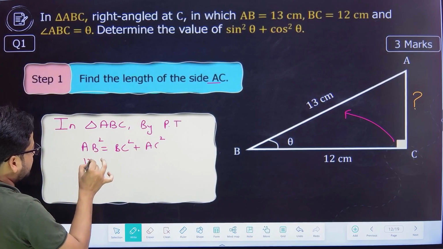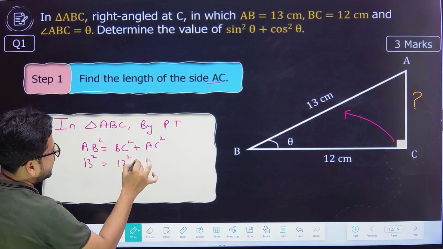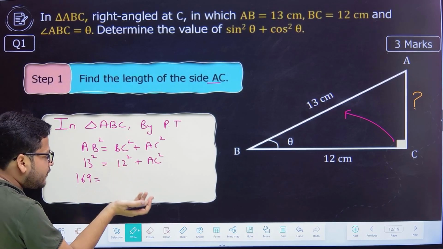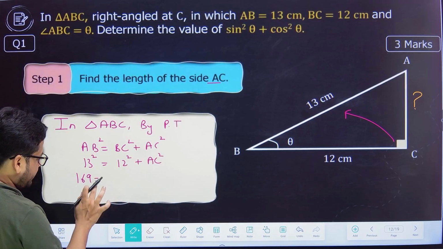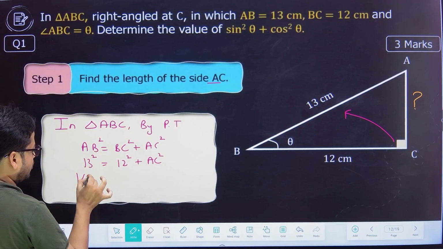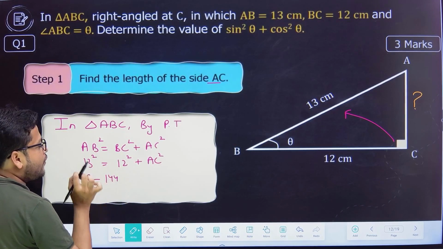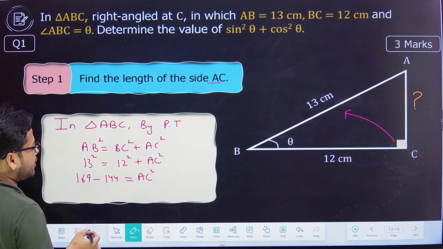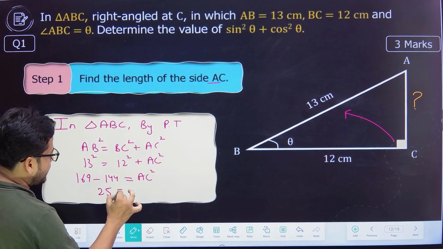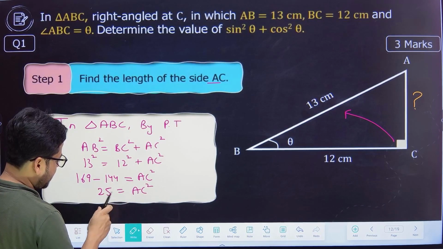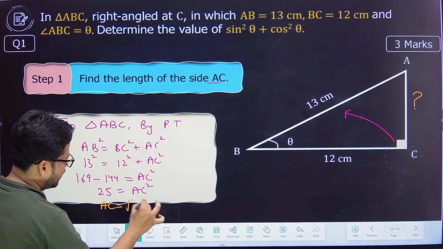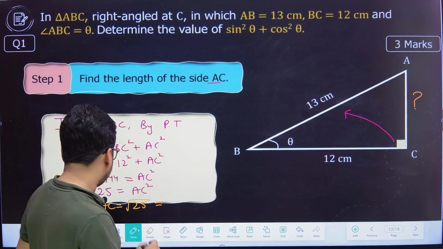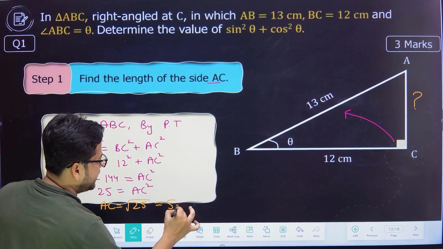AB square is 13 square, BC is 12, AC we don't know. So 13 square is 169, and 12 square, when it comes to the left hand side, comes under subtraction. So 169 minus 144, where 144 is nothing but 12 square, and we remain with AC square. 169 minus 144 is 25. So AC square is 25, AC equal to under root 25. When you open this under root, you get plus minus 5, but a side cannot be negative. So AC is nothing but 5 centimeter.